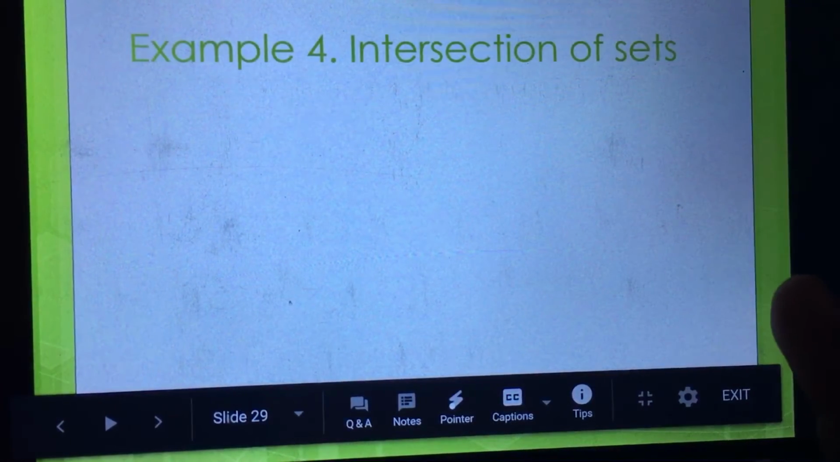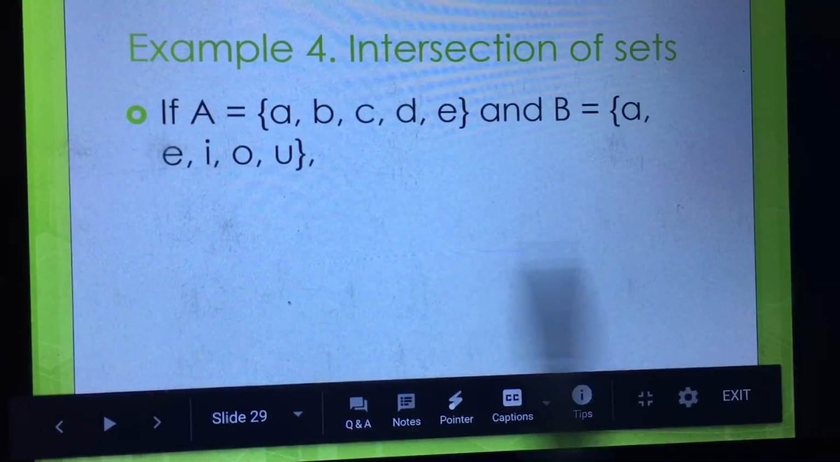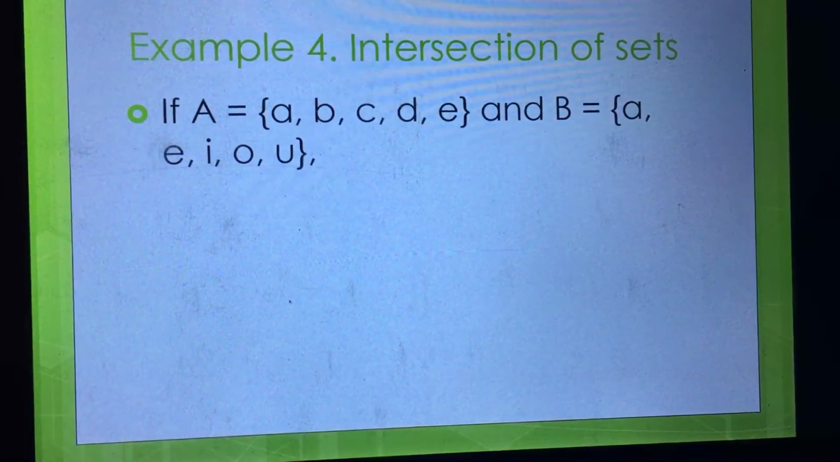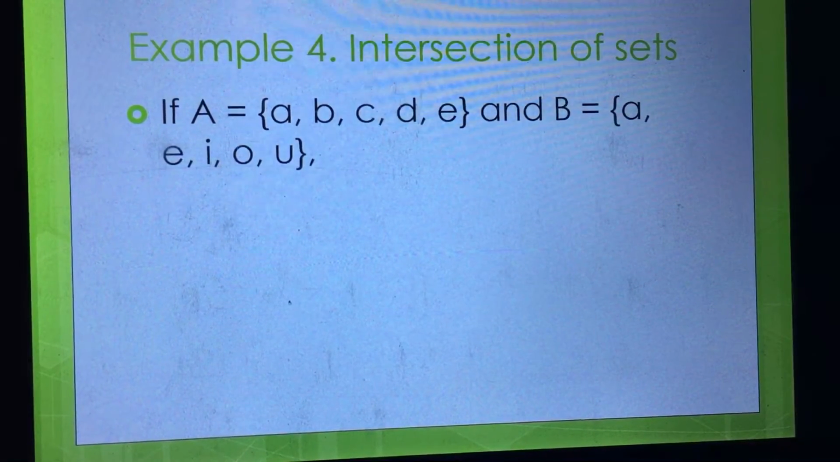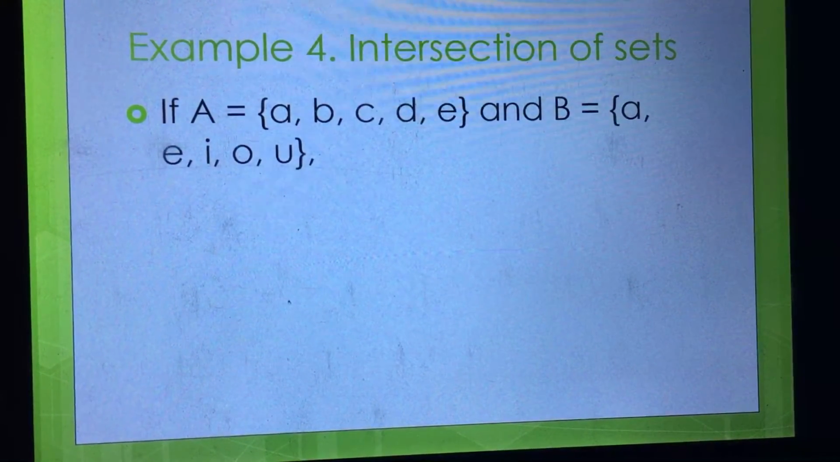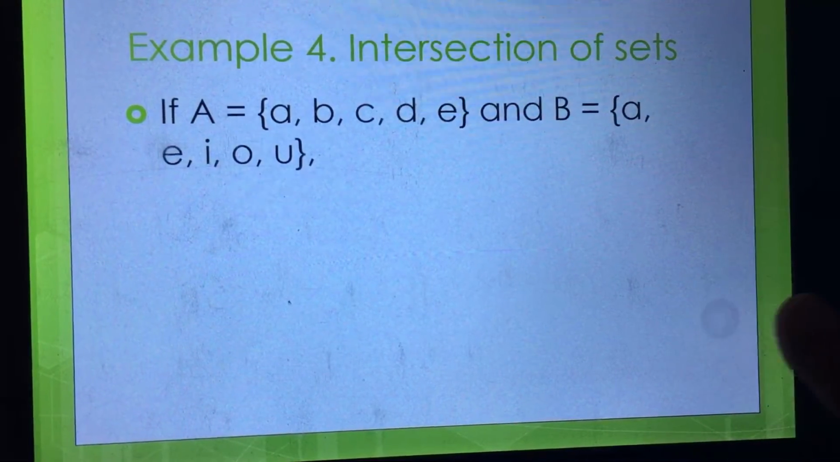Next, another example is if A is equal to the set of A, B, C, D, E, and B is equal to the elements A, E, I, O, U. It's repeated.